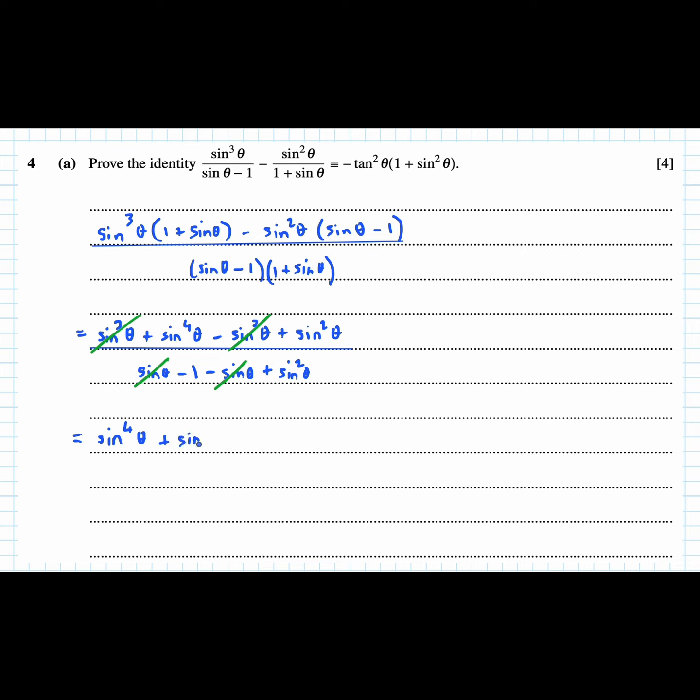Just to note. So I've cancelled out some parts there. And we're getting to the end of it now. So cancel out those parts.